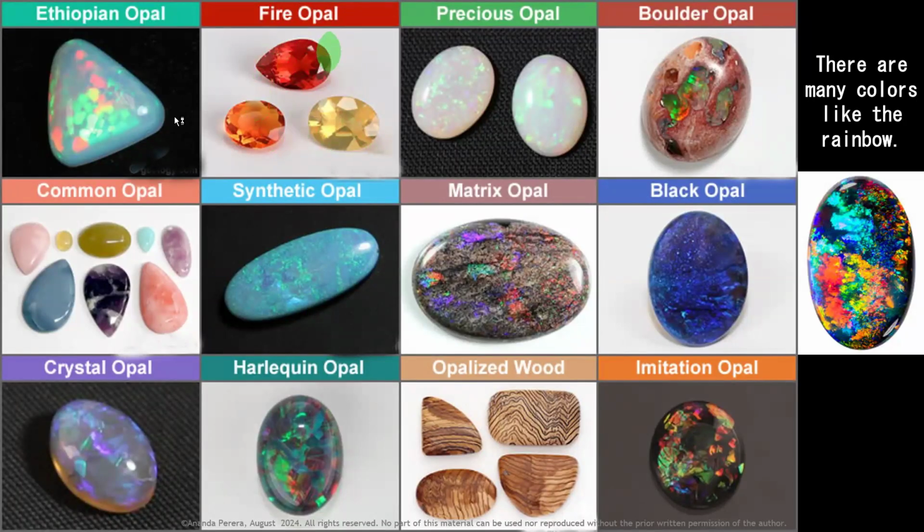All are faceted opal. But the Ethiopian opal, look at the Ethiopian opal, it is flat, a cabochon. Precious opal, boulder opal, black opal, matrix opal, synthetic opal, common opal, crystal opal, harlequin opal, opalized wood. It is wood like opal. Nature gave the shape and the style. Imitation opal. All are cabochons other than the fire opal.